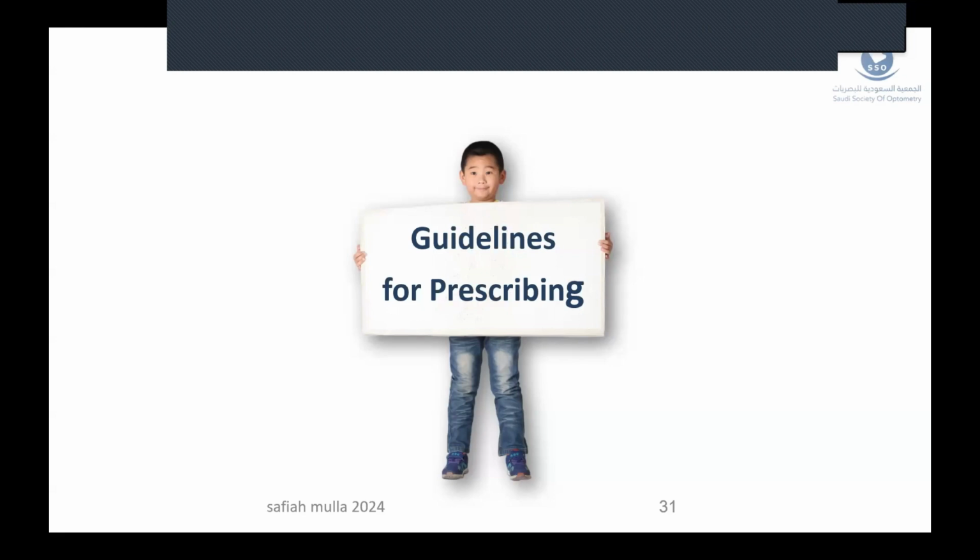So when you spot a child in your clinic having a different visual acuity level according to his age, or having a different prescription according to his age, then you need that child to have help or management. Talking about the guidelines.